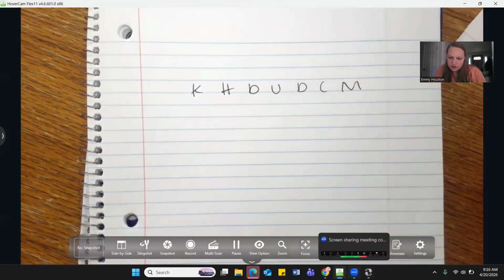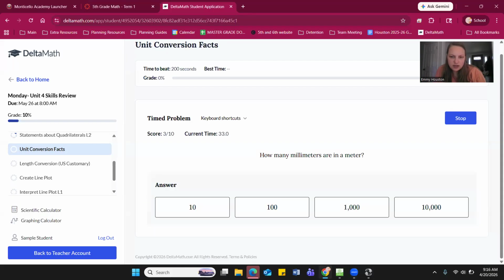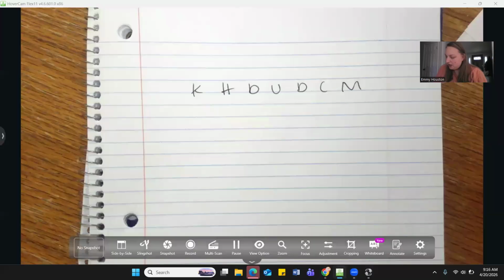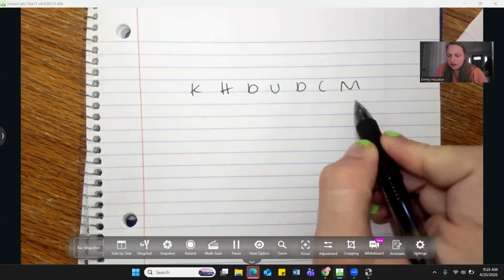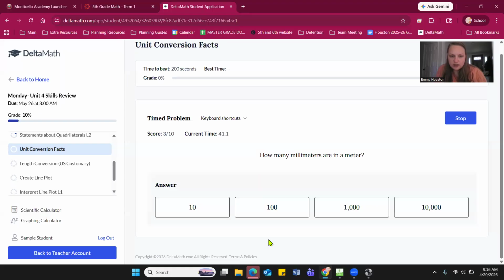So if I'm looking at, what does it say? Milli and meter. Meters here, one, two, three. So I need three zeros, so 1,000. How many hours are in a day? 24. How many feet are in a yard? 3. Millimeters are in a liter. Same idea, 1,000. How many meters are in a kilometer?